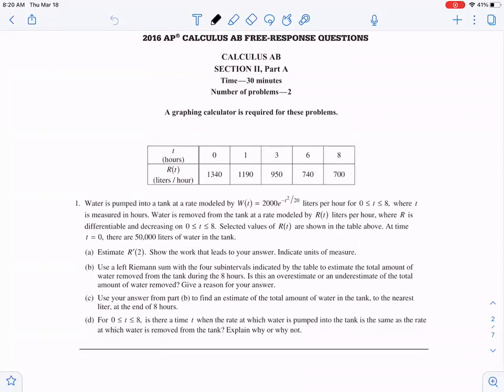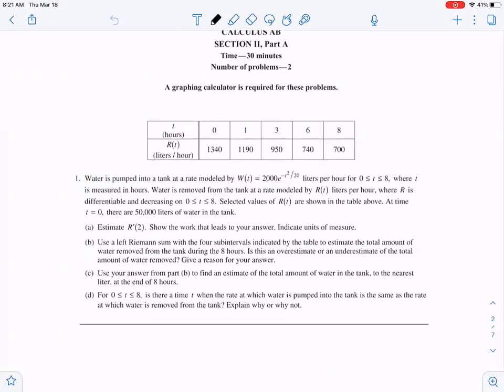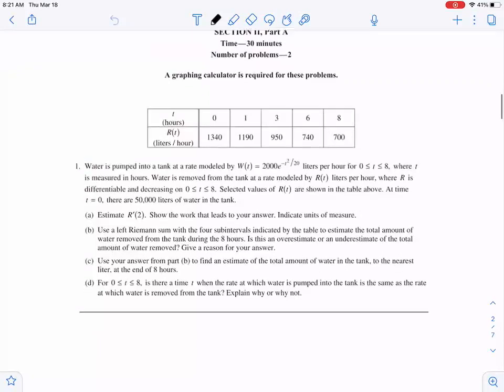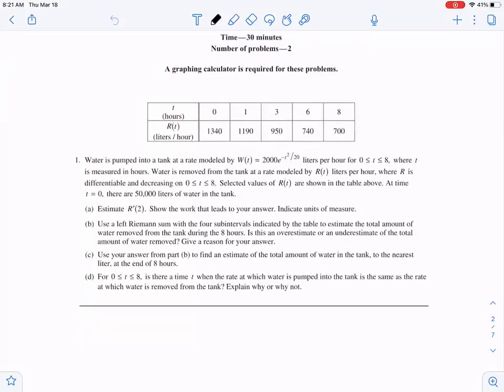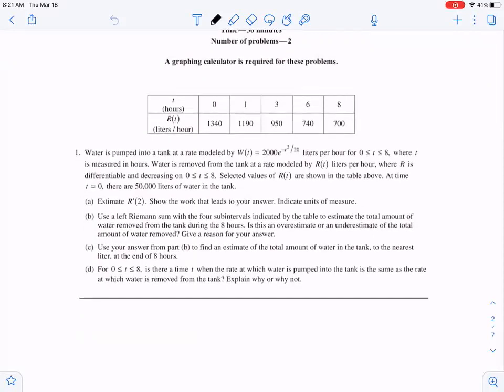So water is pumped into a tank at a rate modeled by W(t) equals 2,000 e to the negative t squared over 20 liters per hour on the closed interval 0 to 8, where t is measured in hours. Water is removed from the tank at a rate modeled by R(t) liters per hour, where R is differentiable and decreasing on that closed interval. Selected values of R(t) are shown in the table above. At time t equals 0, there are 50,000 liters of water in the tank.